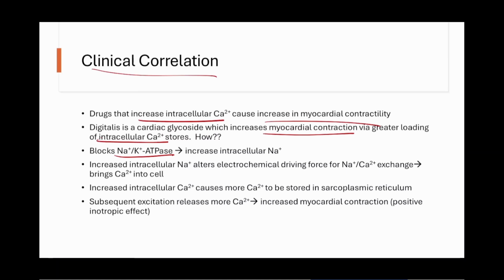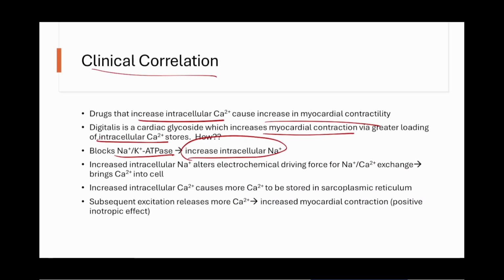If I block that pump, sodium is going to increase inside. Isn't the job of the sodium-potassium ATPase pump to get sodium back out? Well, I cut that channel off. That whole pump is gone now. So sodium is going to start building up inside the cell, because I blocked the pump that's going to get rid of it.